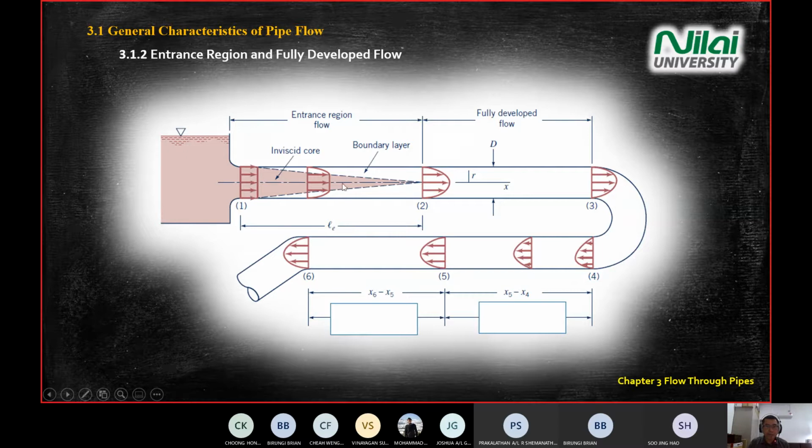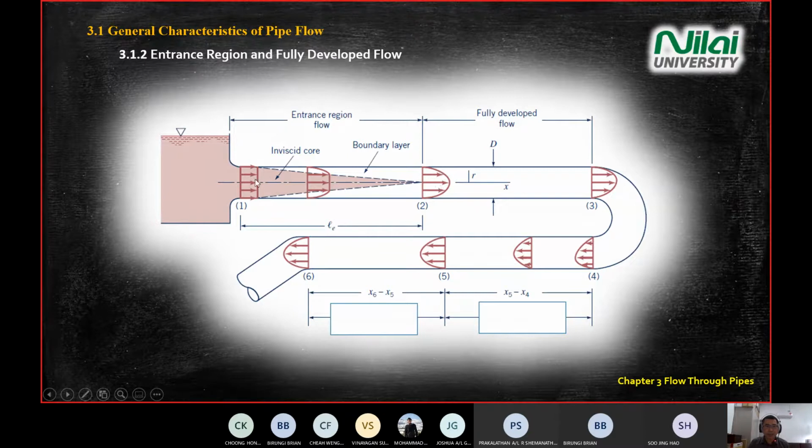And then when you reach section 2, you get a velocity profile, a parabolic profile here. We call it fully developed flow. This is called fully developed flow, where we can see there's a parabolic profile in the velocity vector there.